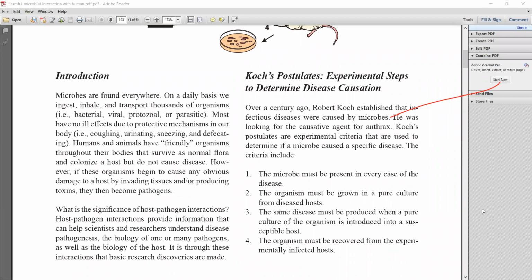When you were isolating the microbe from a diseased person, you saw some symptoms, you saw the disease. So that similar disease must be caused in the susceptible host into whom the organism is being inoculated. Then the fourth point is the organism must be recovered from the experimentally infected host. Again, the same organism must be able to be recovered from the host that was experimentally infected. So if these four points are fulfilled, then we can determine that a particular organism is responsible for a particular disease.